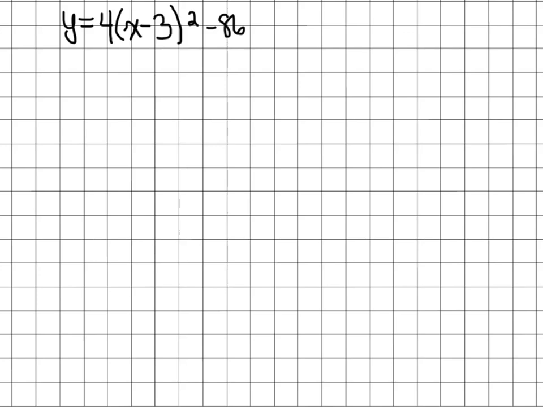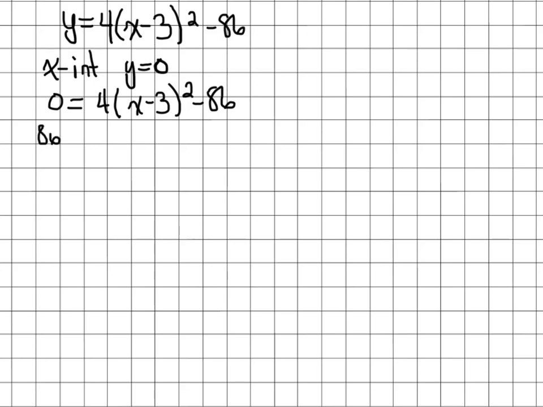Okay, so we want to find the x-intercepts. And this is when y is equal to 0. So I set my equation to 0, and I have 4 times x minus 3 all squared minus 86. Because I have an equation with one unknown, which is my x, I'm just going to rearrange this and isolate for x. So we're going to add 86 to both sides to get rid of the 86. So I have 86 equals 4 times x minus 3 all squared. My next step is to divide everything by 4.